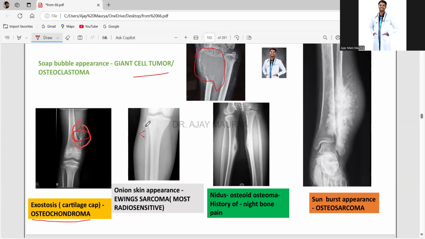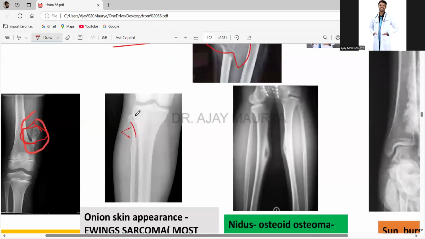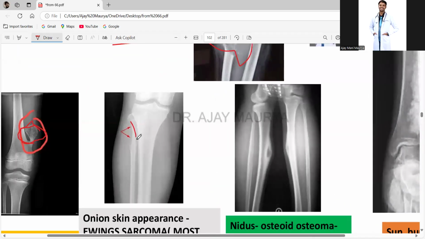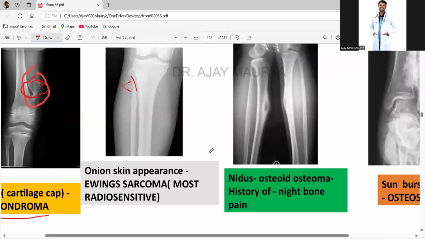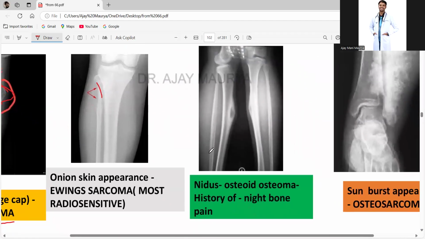This seems like what? It seems like this is the onion skin. Onion skin appearance is seen in Ewing sarcoma. This is the most radiosensitive. This is the what? Needle type here. In the history they will mention that there is a history of night bone pain. Night bone pain is the osteoid osteoma.